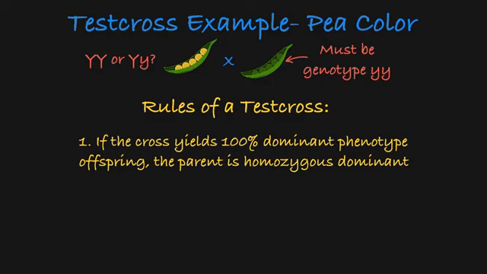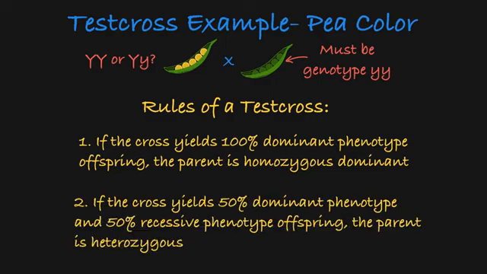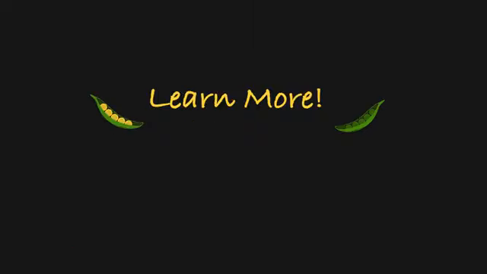If the test cross yields 50% dominant and 50% recessive phenotypes within the offspring, then you know that the parent was heterozygous, passing on its dominant allele 50% of the time and its recessive allele 50% of the time. That's all you need to know about a test cross.